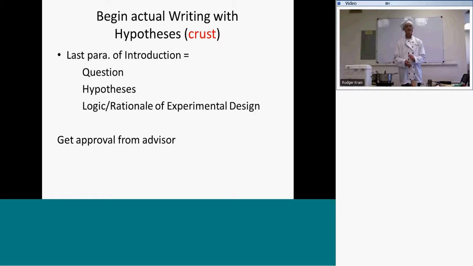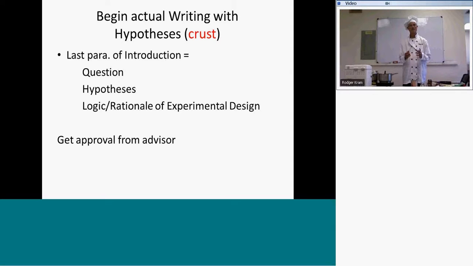All right. At this point, you've got an outline. You have your hypotheses sketched out, at least a list of your hypotheses. And I encourage my students to start by writing the last paragraph of the introduction. The last paragraph of the introduction should have your question. It should clearly state your hypotheses. And it's an opportunity to use just a few sentences to explain the logic or the rationale of your experimental design. I don't like at the end of the introduction to tell too much about what's in the methods. It's not the detailed section. It's an overview. And when you finish this, I recommend you give that to your advisor.